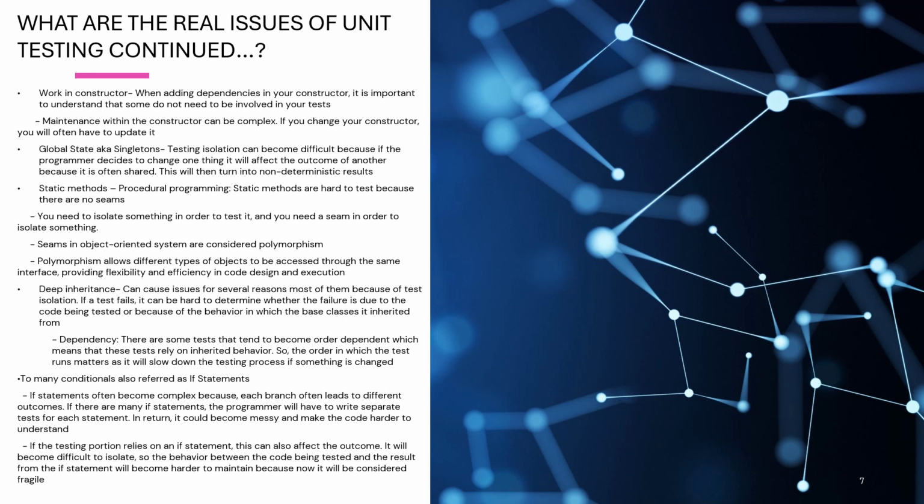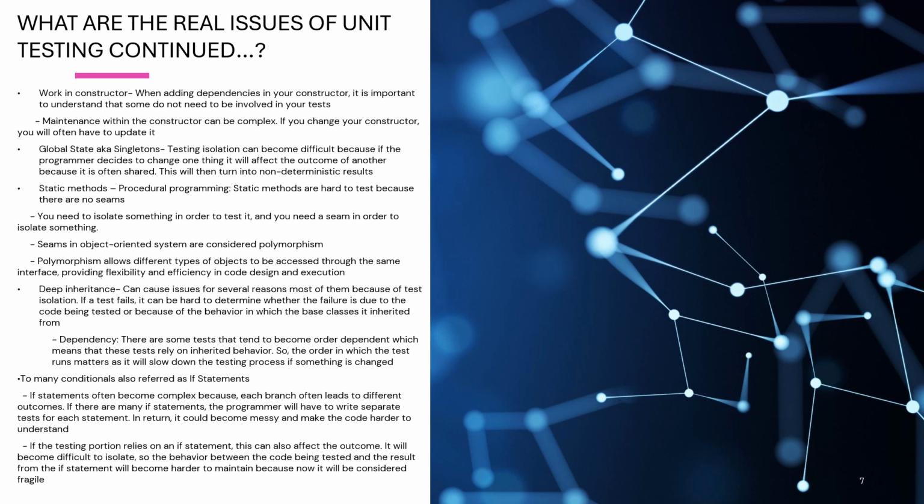Deep inheritance. Deep inheritance can cause issues for several reasons, most of them because of test isolation. If a test fails, it can be hard to determine whether the failure is due to the code being tested or because of the behavior of the base classes it inherited from.